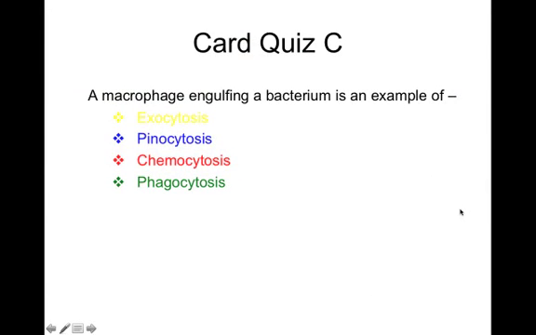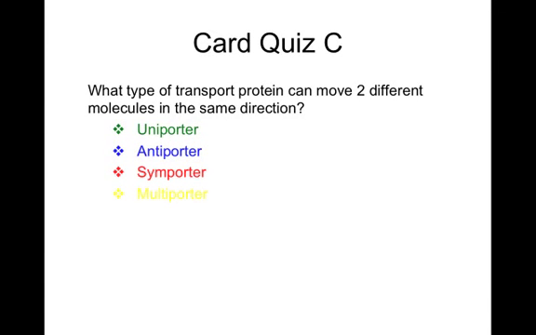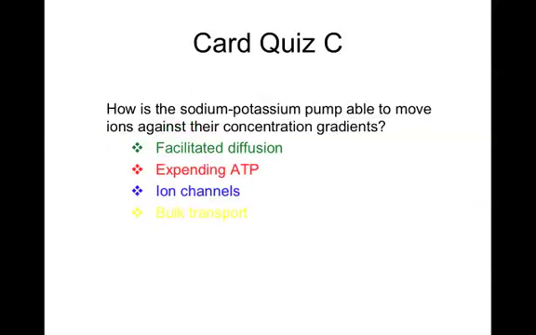Okay, time for the final card quiz of this chapter. A macrophage engulfing a bacteria is an example of what type of transport? What type of transport protein can move two different molecules in the same direction? How is the sodium-potassium pump able to move ions against their concentration gradients?